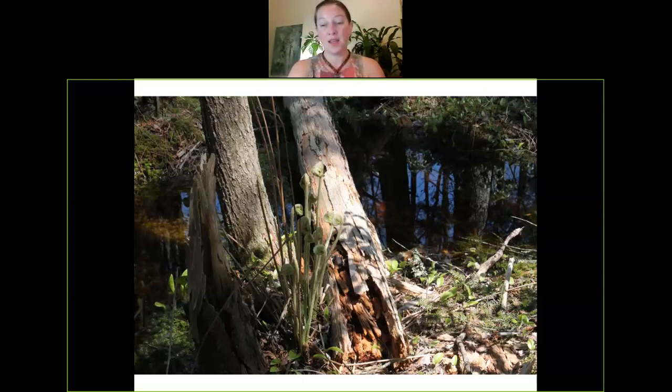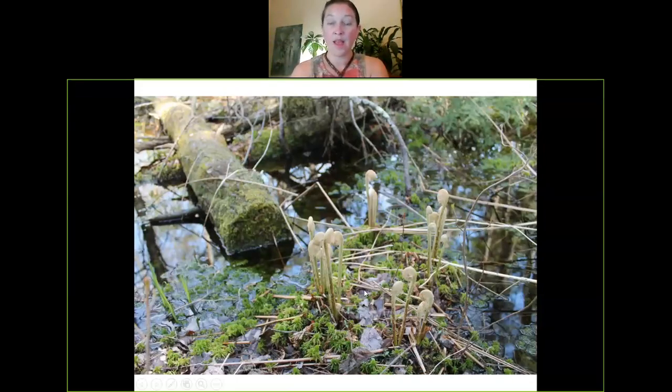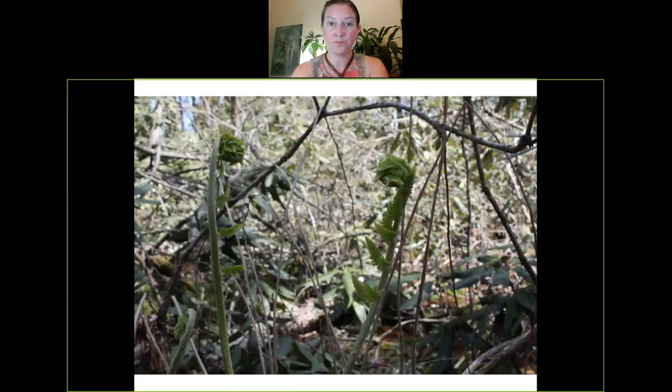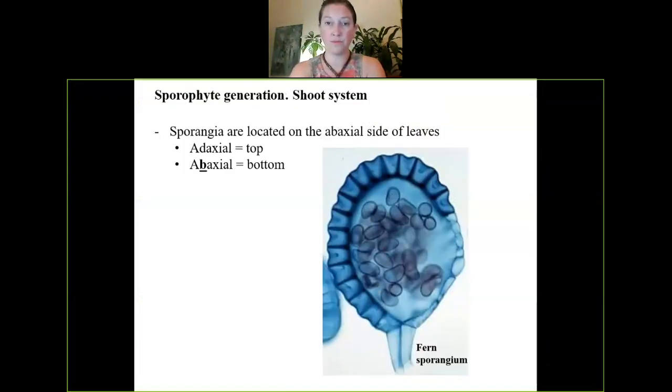So here are some ferns emerging. In the middle of these two downed logs, there's some fiddleheads emerging. So if you were walking by, you'd say, ah, that's a fern. Here's some more fiddleheads emerging. Here's some fiddleheads that are just starting to unravel, right, to look like the more traditional fern leaf. Okay, so that's leaves about ferns.